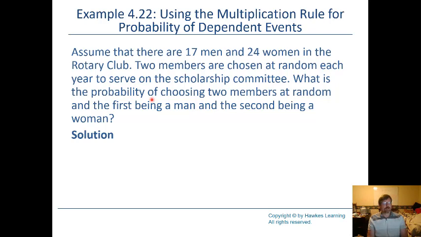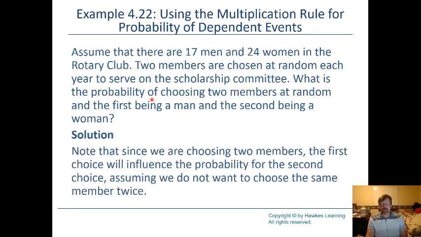So this is going to be without replacement. You can't put the person in to be potentially chosen a second time, right? So the first choice is going to influence the possibility for the second choice, because I would assume we don't want to choose the same person twice. So we're dealing with dependent events.